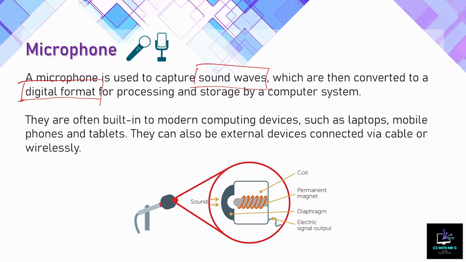Microphones are typically built in these days, so you don't even have to buy them, and it's typically a small hole on the side of a device which picks up the sound and converts it into digital. Of course, you can buy external microphones for much better quality. These can be connected via cable or even wirelessly via Bluetooth, which then allows us to use this audio on the computer in a digital format.